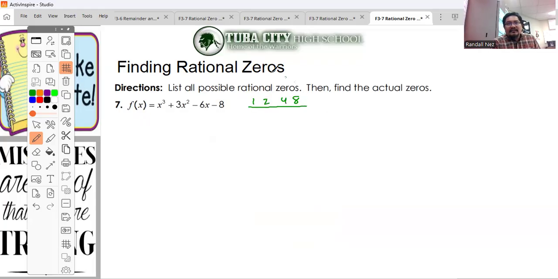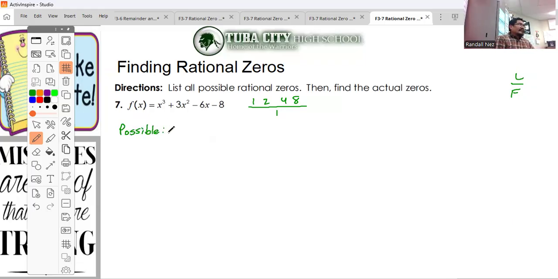The direction says to list the possible rational zeros and then find the actual zero. So again, last over first. So all of the numbers that multiply to our last number, 8. So 1 times 8 and 2 times 4. So we only have 4 numbers that can multiply to that. And our first number is going to be 1. So I'm going to put 1 down here. That means we're not going to have any fractions. Well, we're not likely to have any fractions.